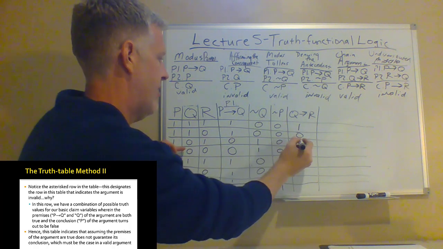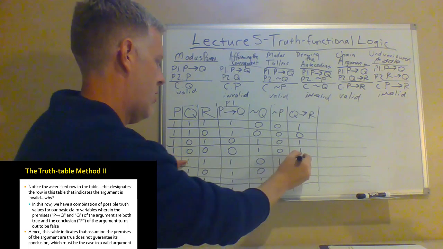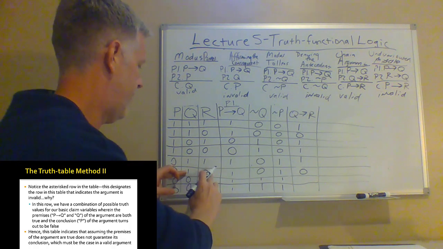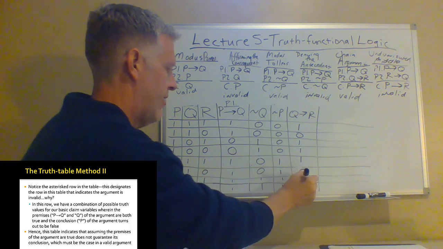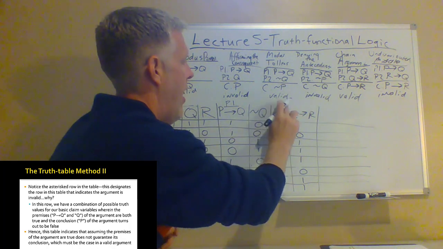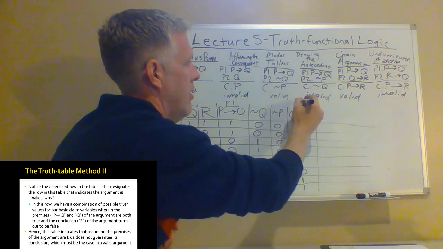Okay, anytime the antecedent is false, the conditional is always true. We're good here, because both are true. Here, it's false, because the antecedent is true and the consequent is false. Both these cases, it'll be true, because the antecedent is false. Okay, so that is our second premise.